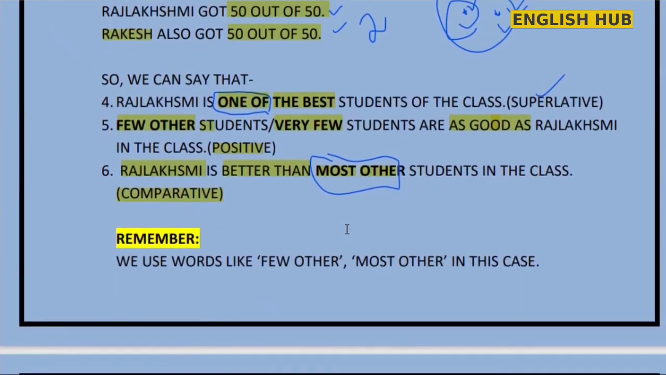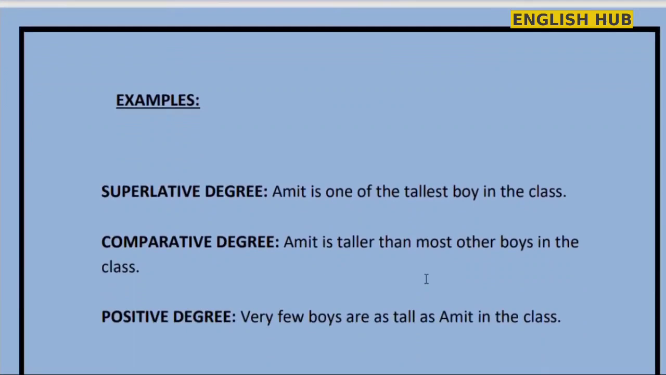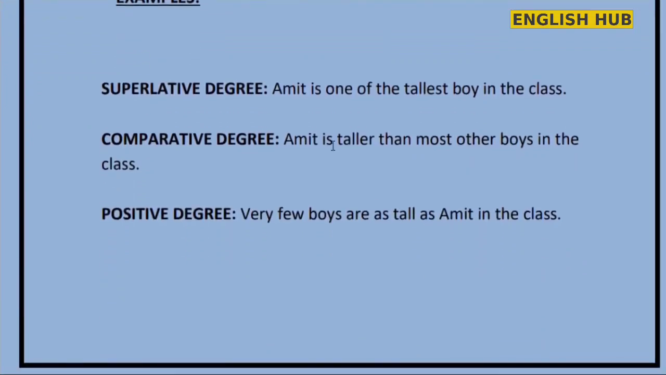So in this case, what we will remember? In this case, we will use few other or most other. Okay. In the previous case, in case number 2, we used all other and no other. In case number 3, we will use few other and most other. That is all. Now we will see another example over here and then we will finish the class.